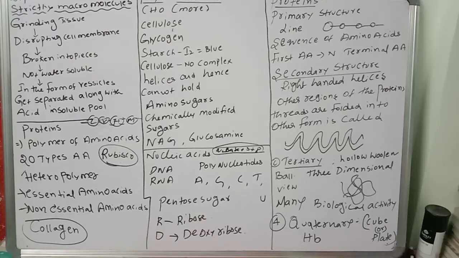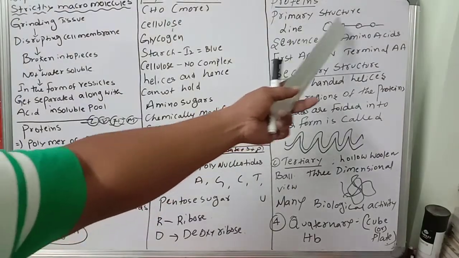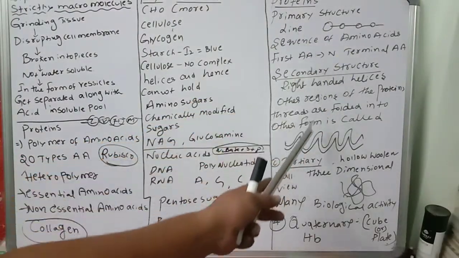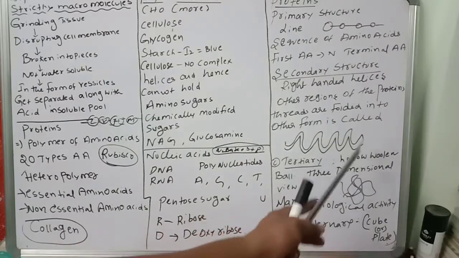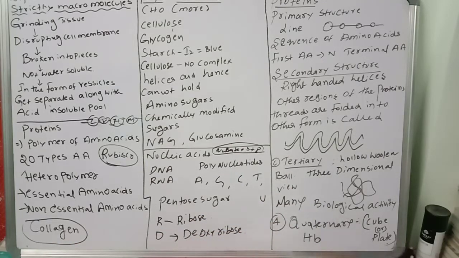So that kind of structure is called quaternary structure. What do you call quaternary structure? So like this, the proteins are available in which form? Primary structure, linear, like a rod. Secondary structure, like foldings. Tertiary structure, like hollow woolen. Quaternary structure, like a cube or plate-like structure. So these all are important for protein information.